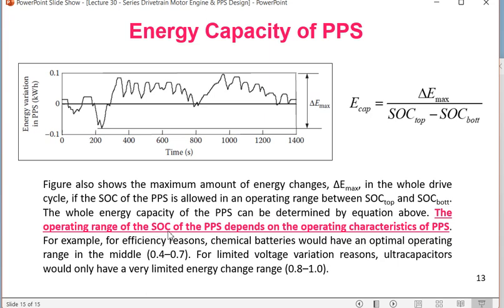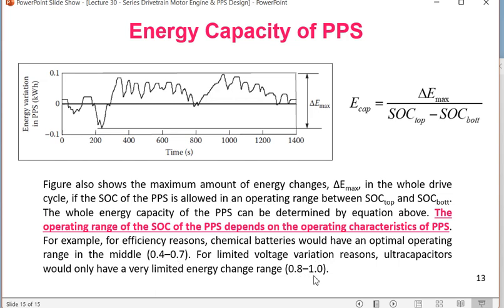The operating range of the SOC of the PPS depends on the operating characteristic of the PPS. For example, for efficiency reasons, chemical batteries would have an optimal operating range from 0.4 to 0.7. For limited voltage variation reasons, an ultracapacitor would only have a limited energy range of 0.8 to 1. So in certain cases the battery SOC is 0.4 to 0.7, and for an ultracapacitor it is 0.8 to 1.0.